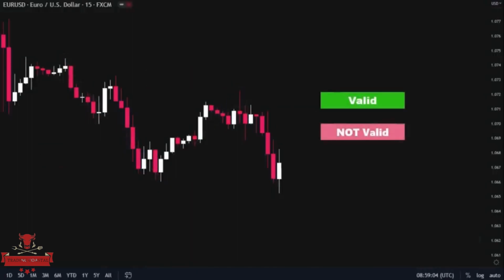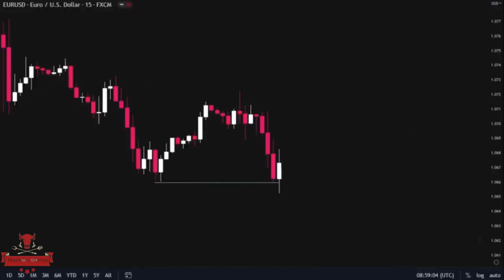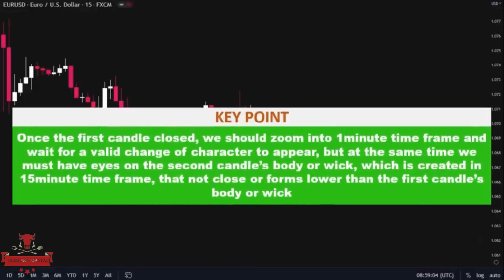For that, we draw a line from the highest point of the A wave to the current price. As I have mentioned before, a bullish ABC pattern is only valid when the C wave sweeps the liquidity below the lowest point of the A wave, with only one candle or wick, and a second candle, or a wick, should not close or form lower than the first candle's body or wick. So here, as you can see, price has swept the liquidity by this candle's wick. And also the second bullish candle is formed higher than the first candle and closed above the line. So we can say that our ABC pattern is valid. There is a very important point that we need to keep in mind.